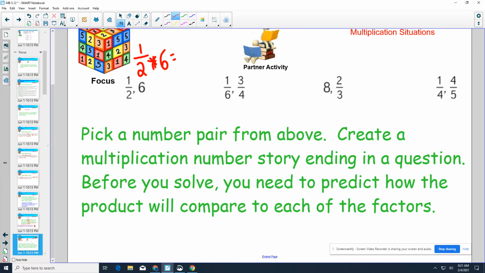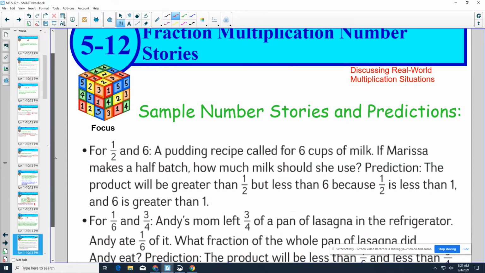If you remember in the warm-up, we said if you multiply a fraction by a number or integer greater than 1, it will be greater than what you started with. If you multiply a fraction by a fraction or a number equal to 1, then your product's going to be the same as the fraction you started with. And then again, if you multiply by a fraction less than 1, your product will be less than the fraction you started with. So think about those as you go through there as you pick one.